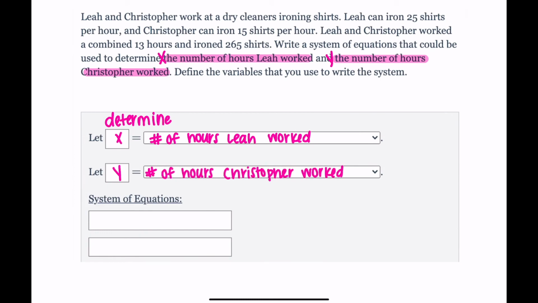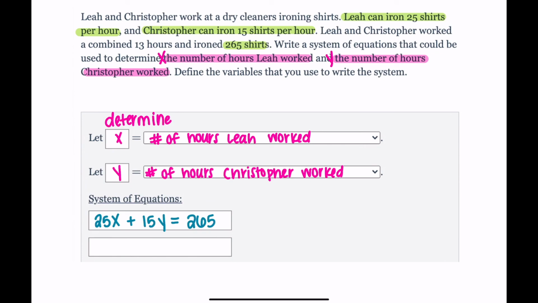Okay, let's see what we know so that we can set up two equations. We know Leah can iron 25 shirts per hour, Christopher can iron 15 shirts per hour, and how many total shirts could they iron together was 265 shirts. So that's one equation. So 25 shirts times the number of hours that Leah worked plus 15 shirts times the number of hours that Christopher worked equals a total of 265 shirts.